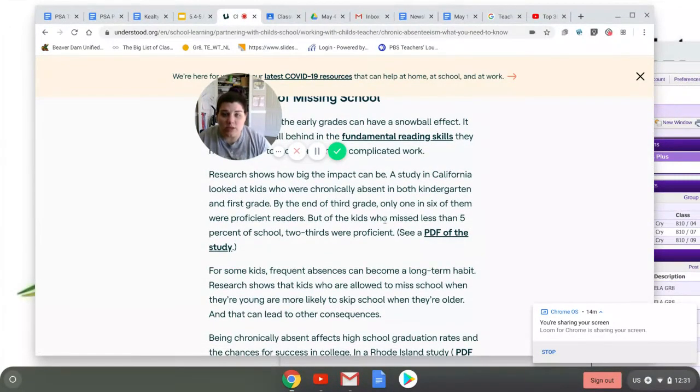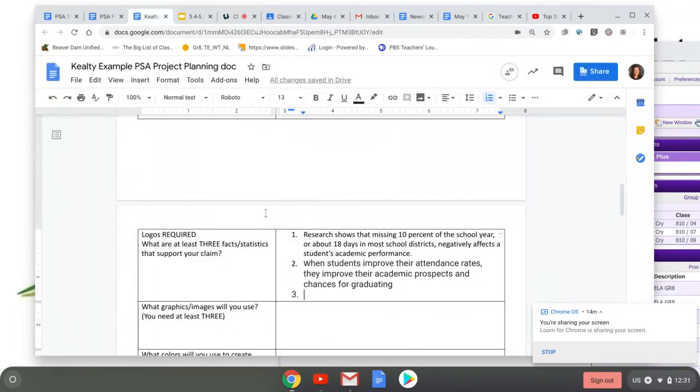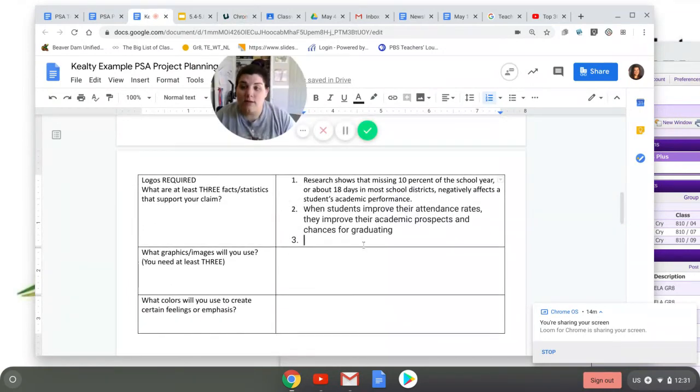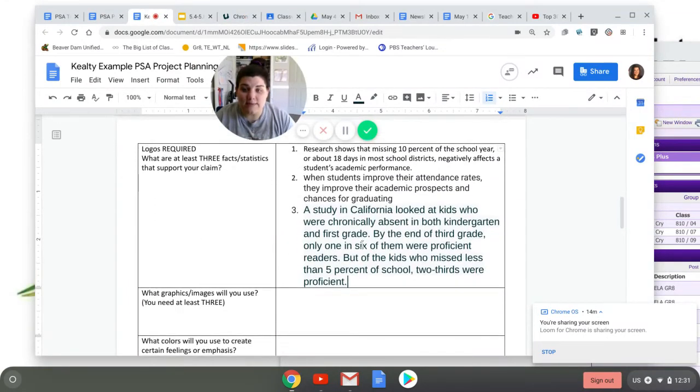This is what we want. Look at this. But of the kids who miss less than 5%, 2/3 were proficient. So this is talking about a study in California that looked at kids who were chronically absent. By the end of 3rd grade, only 1/6 of them were proficient readers. I am going to highlight this and include this in my facts and statistics.